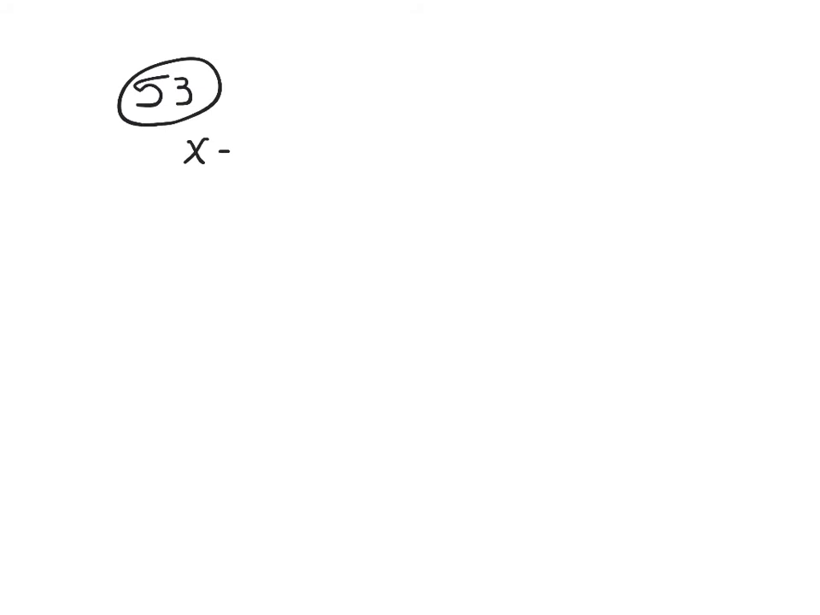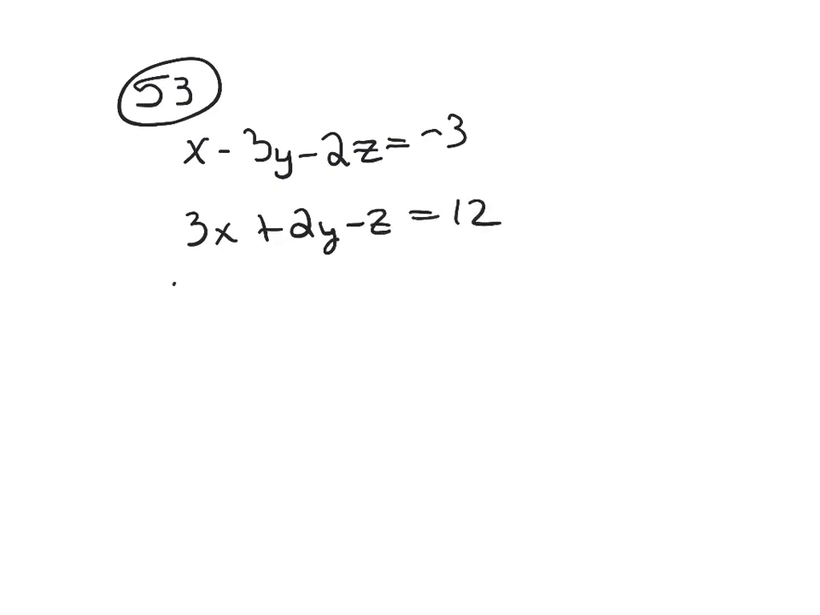x minus 3y minus 2z equals -3. And then 3x plus 2y minus z equals 12. And then -x minus y plus 4z equals 3.